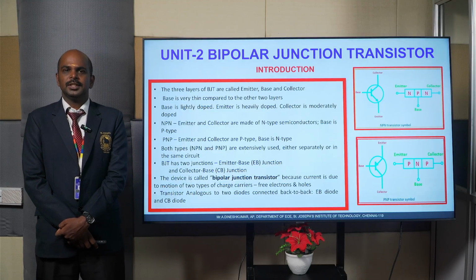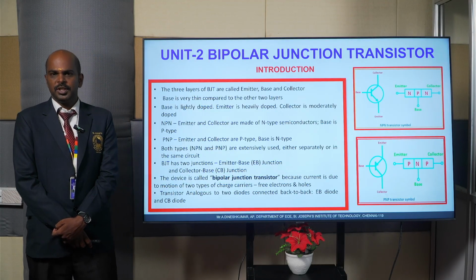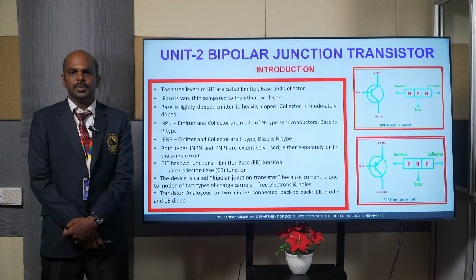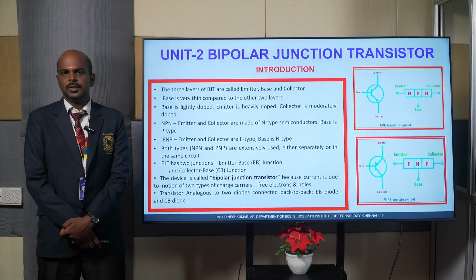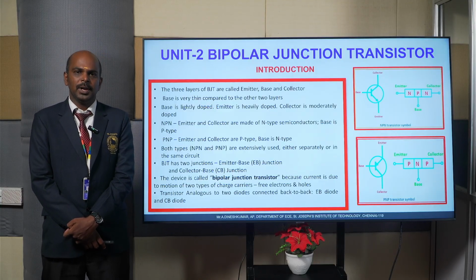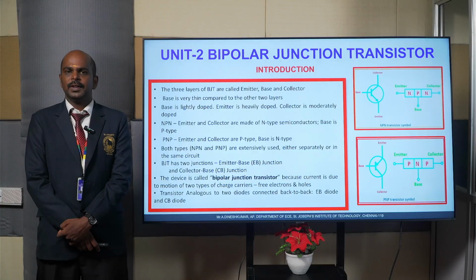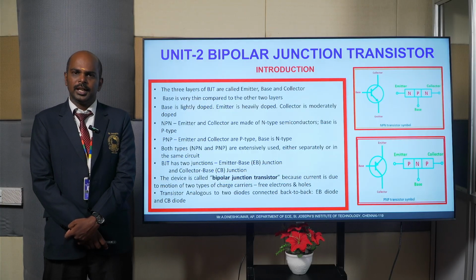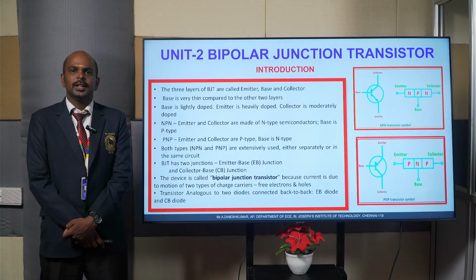The two junctions mainly operate based on biasing. Already we said, what is biasing? Every component is activated, or performs, based on its characteristics, or based on what type of biasing is applied. Likewise here we have two junctions: one is the emitter-base junction and the other is the collector-base junction.